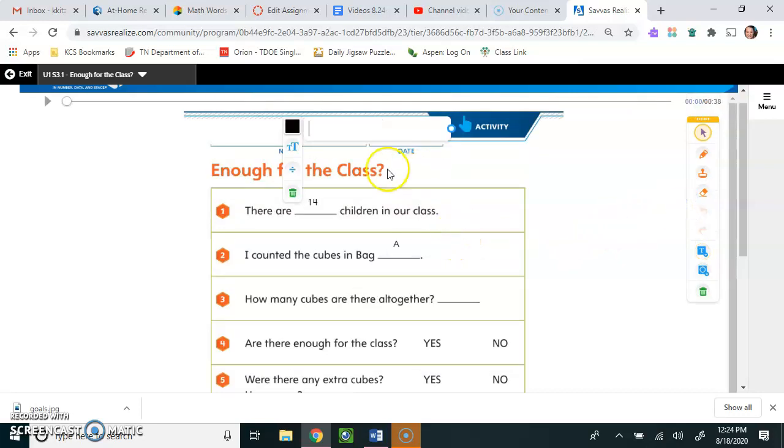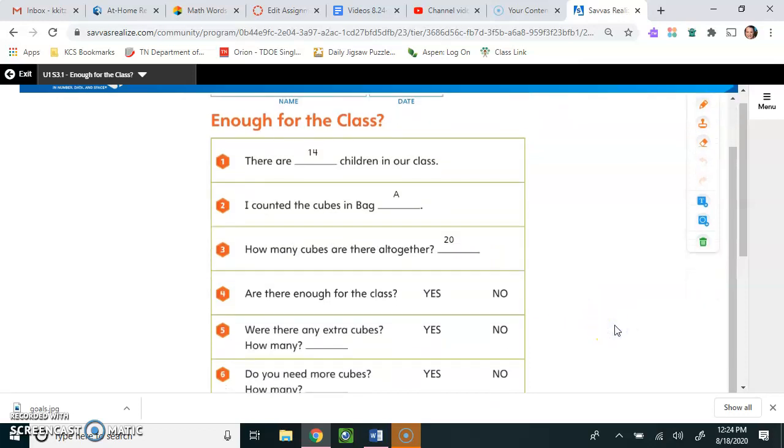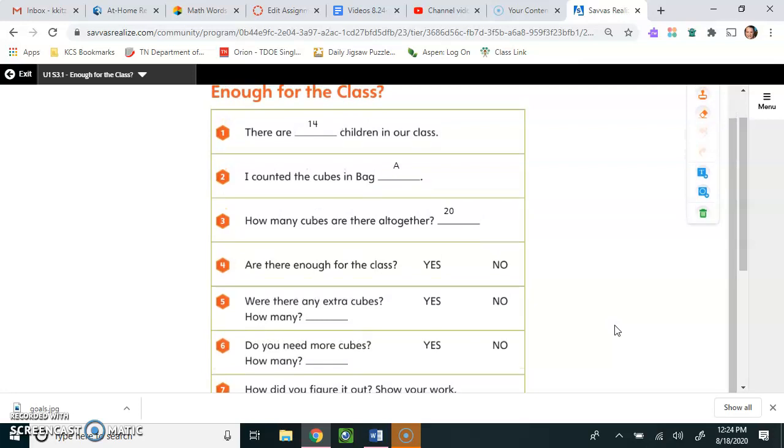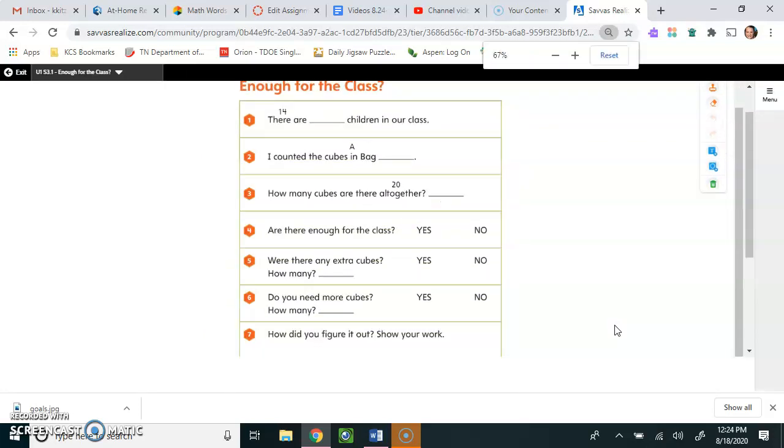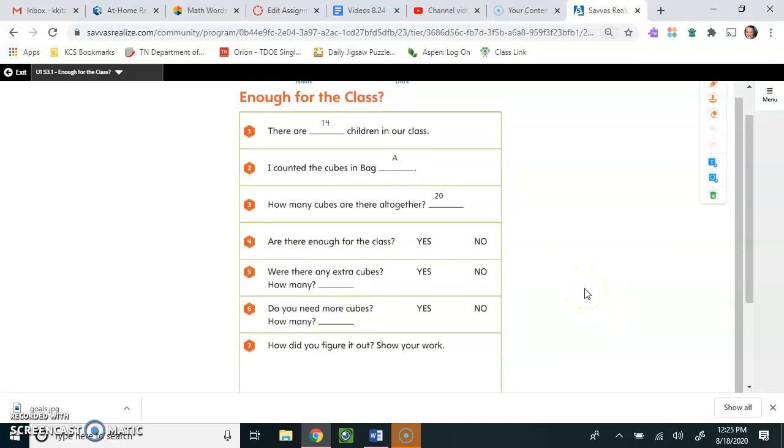So we're going to come down here. How many cubes are there all together? Well, we just counted that there are 20. So you want to put 20 there. All right, so this is how the Enough for the Class problems work. I'm going to give you a few minutes to work on this by yourself. And I want you to pause the video while you're working on your own.